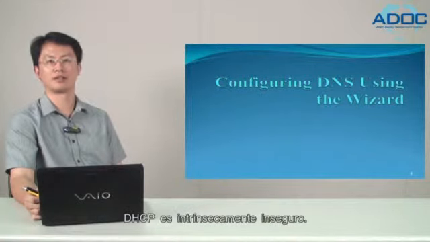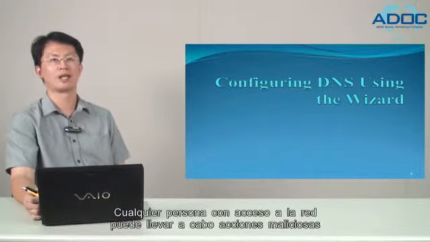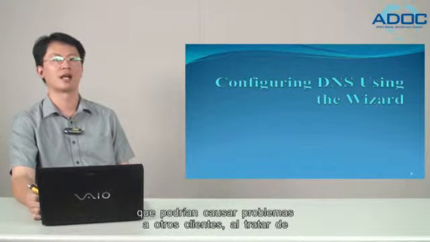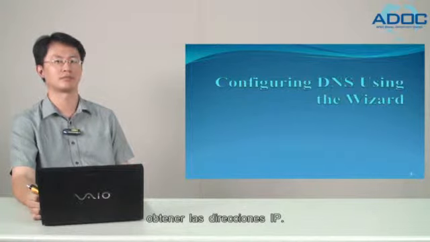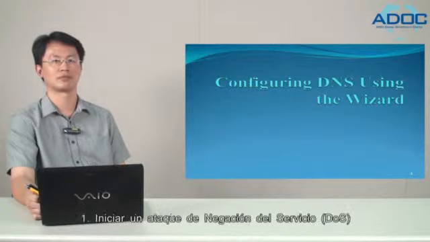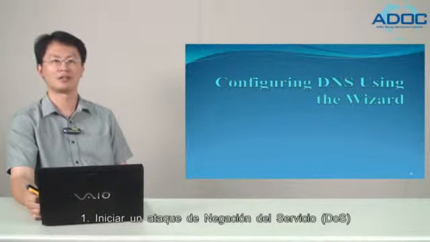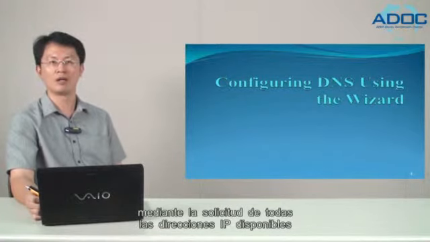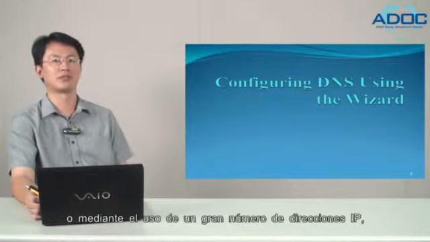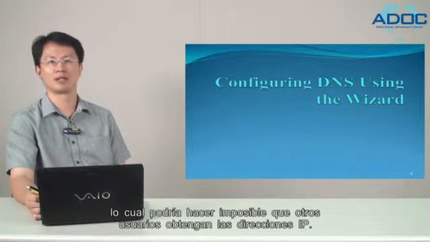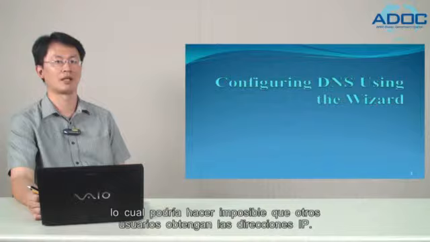And DHCP is inherently insecure. Anyone with access to the network can perform malicious actions that could cause problems for other clients trying to obtain IP addresses. A user could take the following actions. First, initiate a denial of service (DoS) attack by requesting all available IP addresses or by using large numbers of IP addresses, either of which could make it impossible for other users to obtain IP addresses.